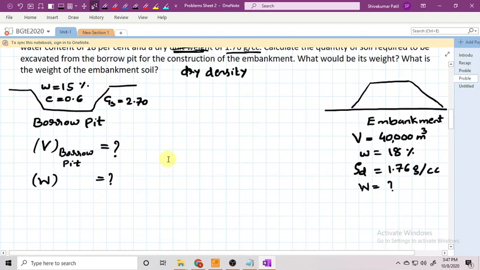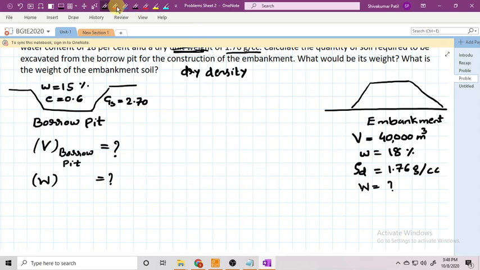One thing you should observe here: something will be common in the borrow pit and in the embankment. What is that common thing? The common thing is the weight of solids. The weight of solids will not change. What is changing is the water content, and maybe the volume of voids will change, but one thing doesn't change: the weight of solids.